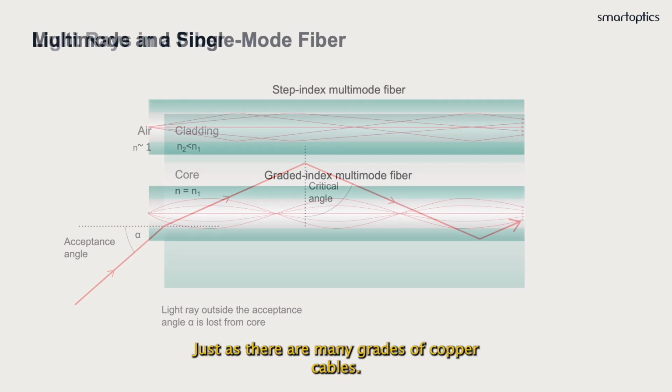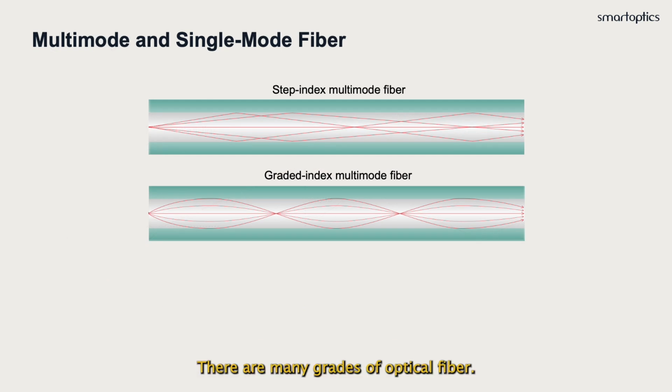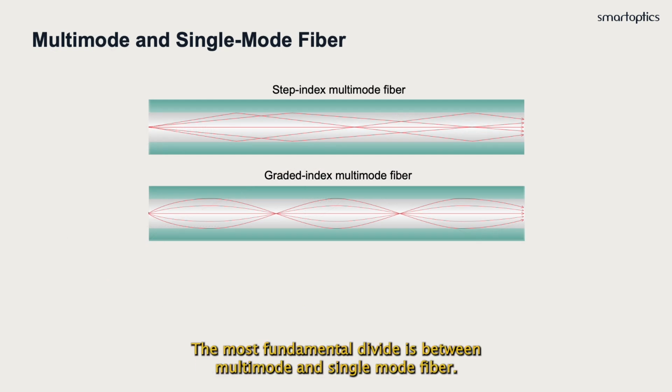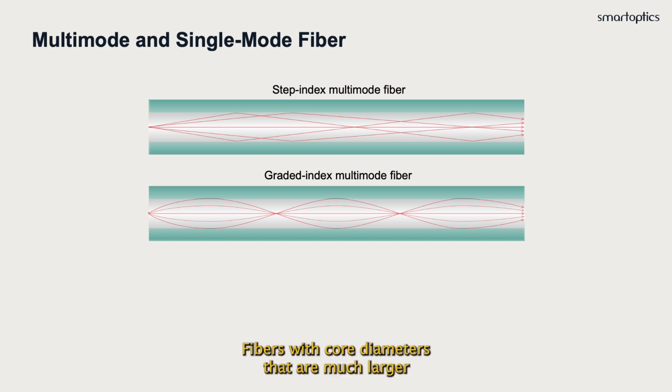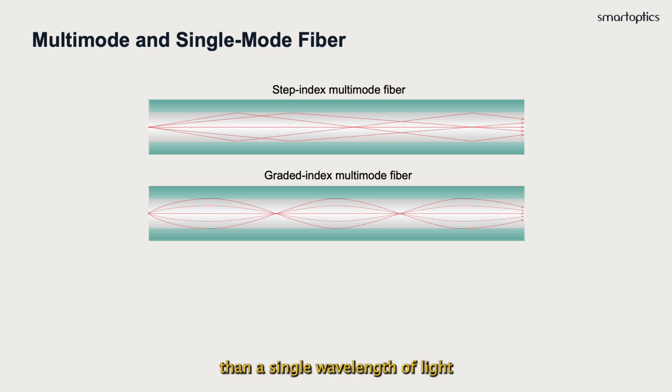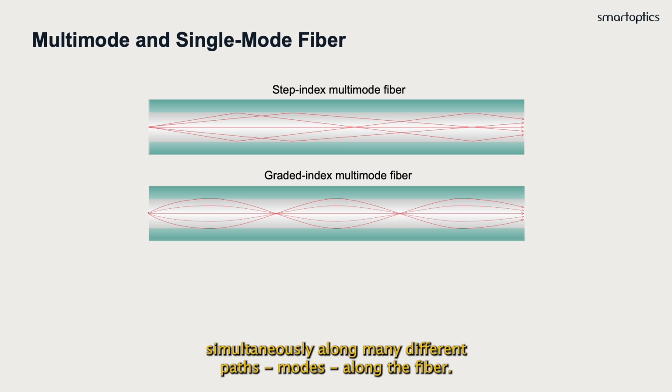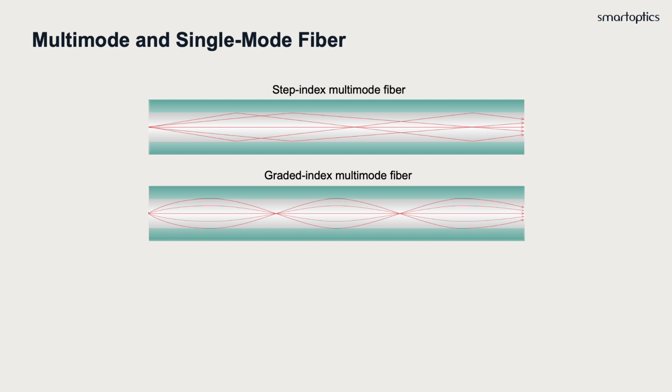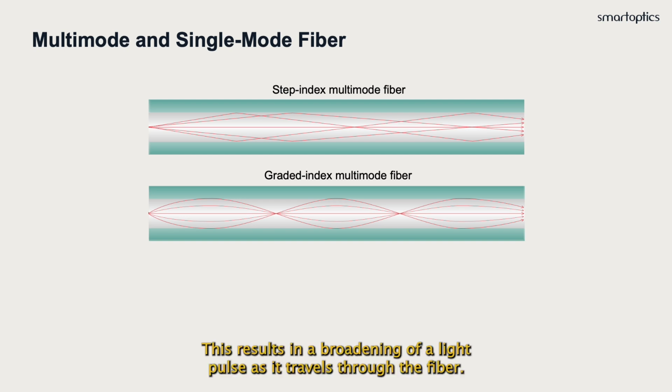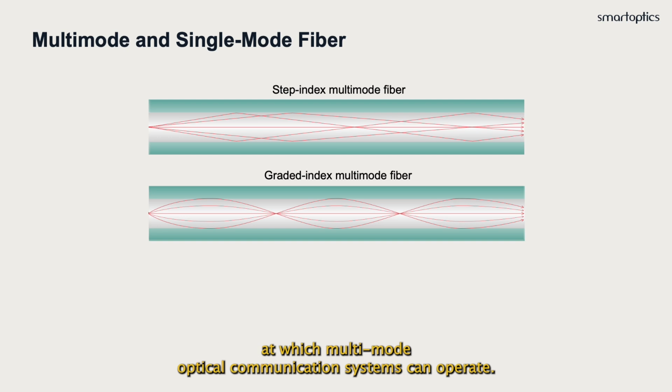Just as there are many grades of copper cables, there are many grades of optical fiber. The most fundamental divide is between multimode and single-mode fiber. Fibers with core diameters that are much larger than a single wavelength of light are multimode fibers. In multimode fibers, light can travel simultaneously along many different paths, modes, along the fiber. This results in a broadening of a light pulse as it travels through the fiber. This effect, called intermodal dispersion, limits the data rate and distance at which multimode optical communication systems can operate.